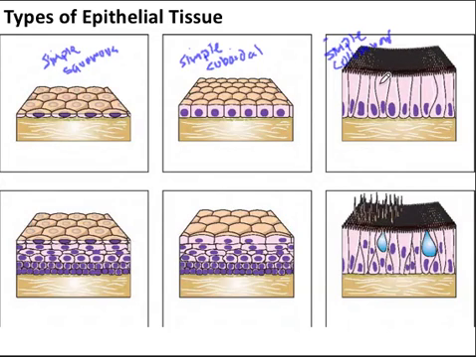Simple columnar epithelial tissue is involved in secretion and absorption. Places where you can find it include the small intestine, where it's located in the duodenum, the jejunum, and the ileum. Down here, stratified squamous.